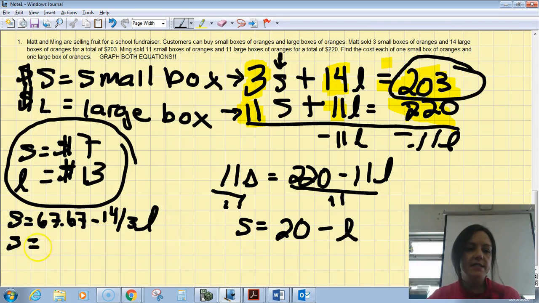So here we have S equals 67.67. Oh, son of a gun. That's not what I meant to write, right? That's the one above it. S equals 20 minus L. Okay, so now we have the two equations we're going to graph.